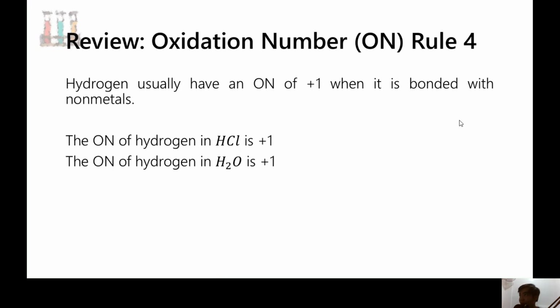Let's have rule number 4. Hydrogen usually has an oxidation number of positive 1 when it is bonded with non-metals. So, kunwari, yung katabi ni hydrogen ay non-metal, positive 1 daw yung charge niya. For example, HCl. Chlorine is non-metal, so the oxidation number of hydrogen is positive 1. H2O. Oxygen is non-metal, so that means hydrogen is positive 1 in oxidation number.